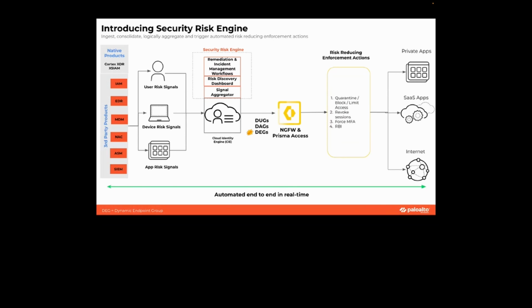And we're newly introducing a set of systems called the Security Risk Engine. With the Security Risk Engine, we're taking third-party data about users, and potentially in the future even application risk signals, bringing this into the Cloud Identity Engine and being able to create groupings based on that.